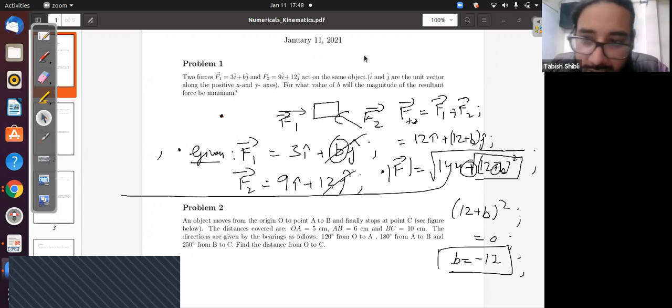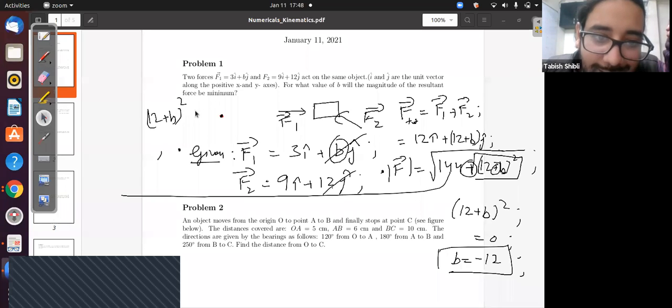Excuse me, sir. Go ahead. Sir, but we have to get a value for b specifically, right? Yes, so b is specific. This is whole square, so if we put the value as minus 12, it would be 0 whole square. Yes, zero whole square, which is essentially the minimum value of (12 plus b) whole square, because (12 plus b) whole square is always greater than or equal to zero, since there's a square here. Yes, sir. So the minimum value of (12 plus b) whole square is zero.